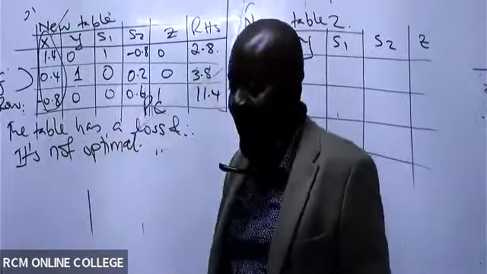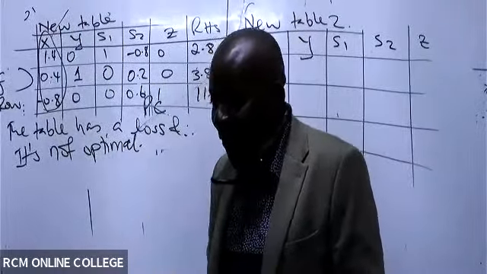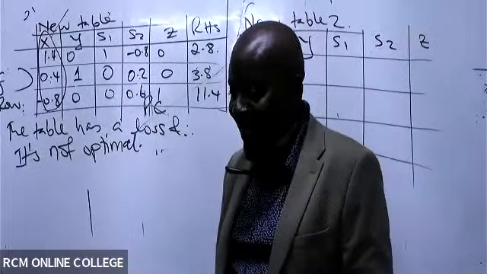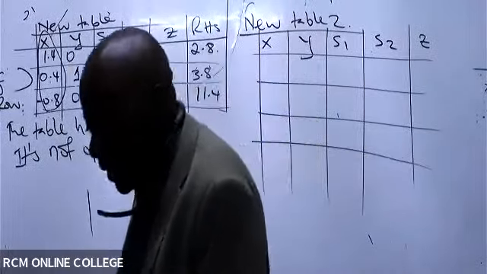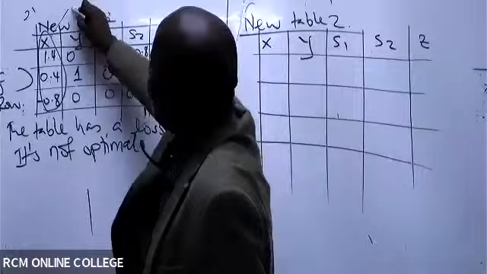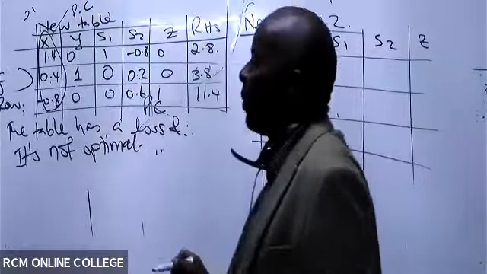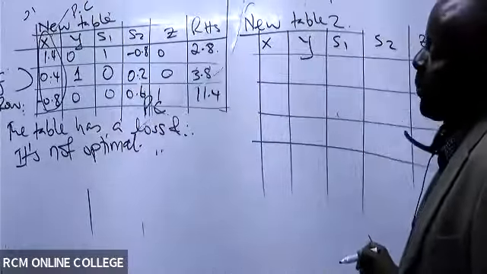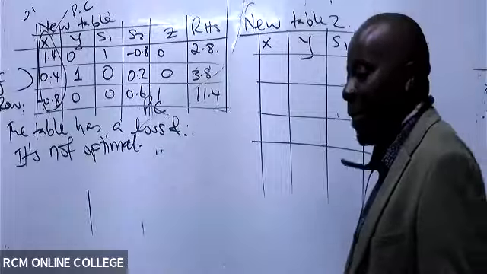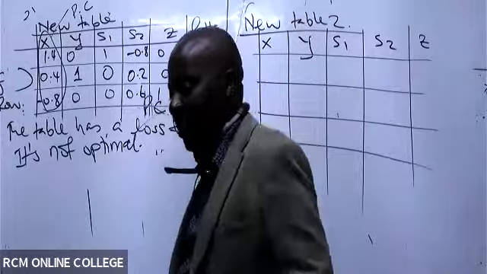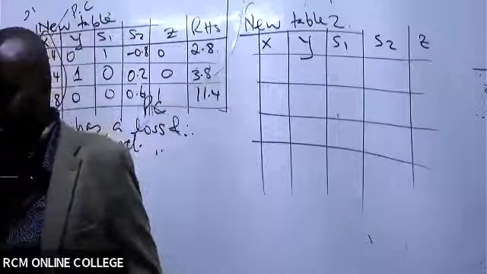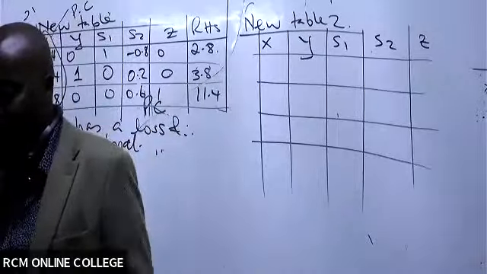What name do we give this one? PC. This is pivot column. That is pivot column. So once we get the pivot column, what will be the next step?